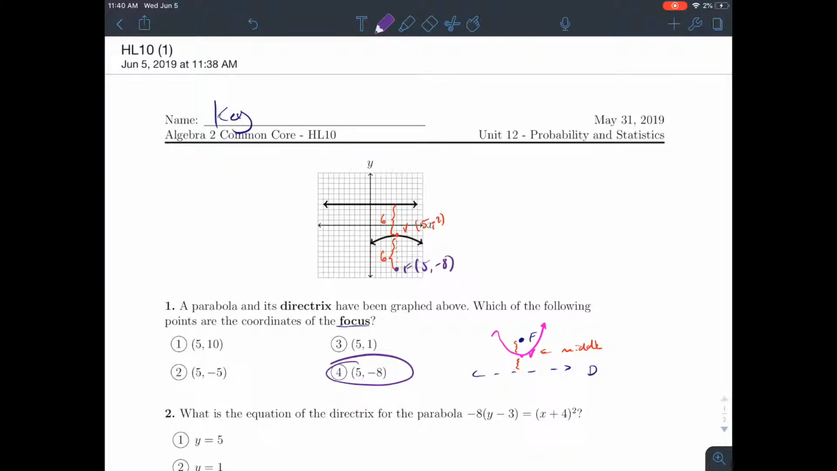Let's see. Why does it face downward this time, the parabola? Well, it faces downward because it always wraps around the focus.